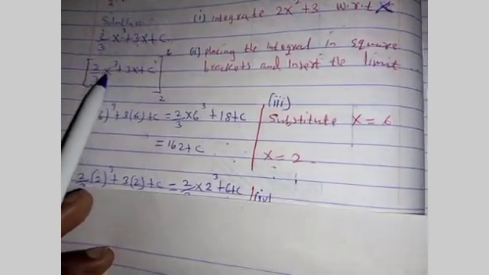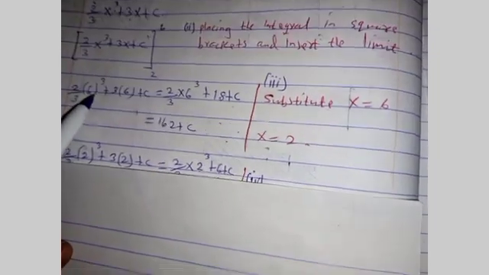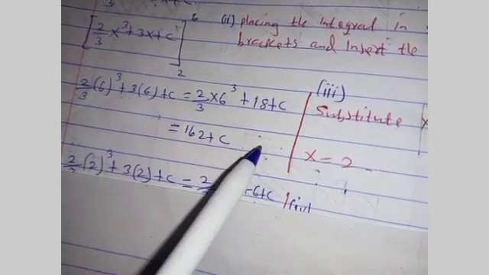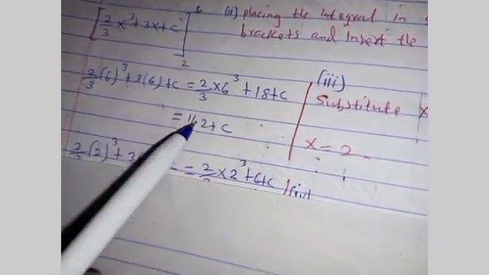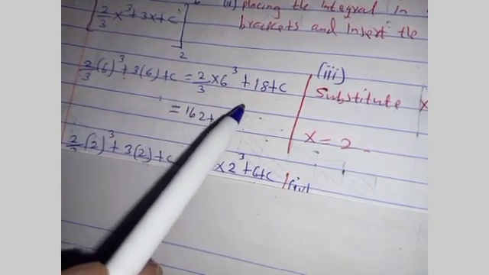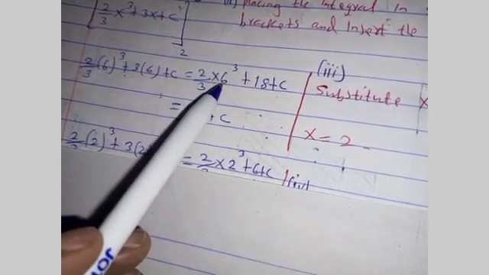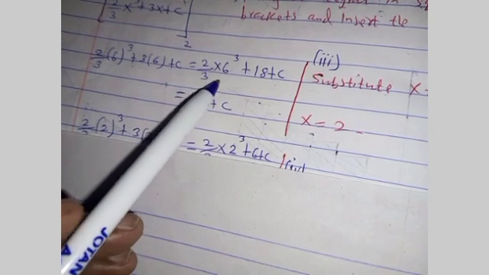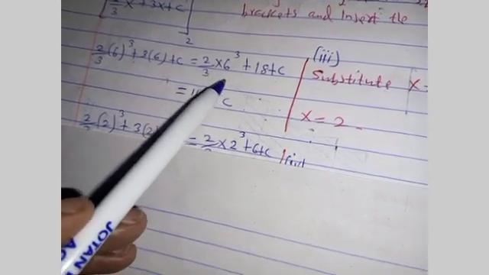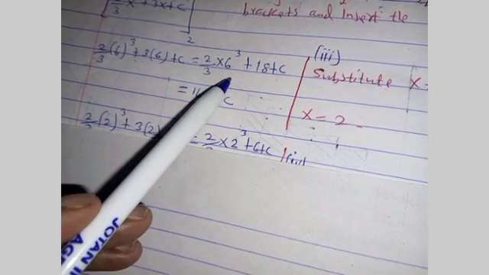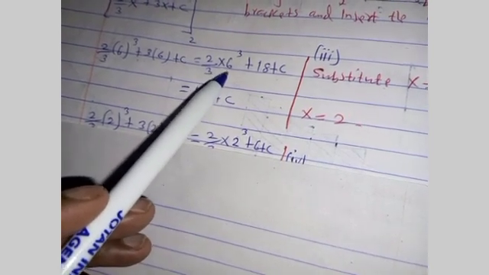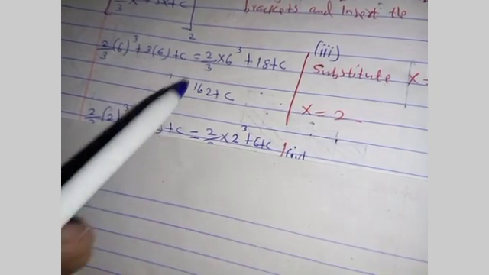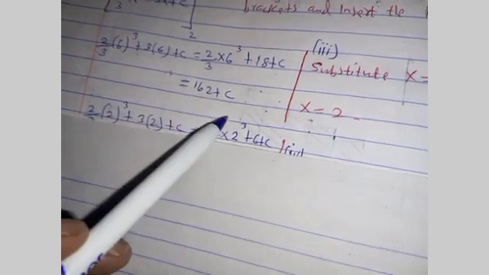So where you have x, you write 6. So you have 2 over 3 times 6 cubed plus 3 times 6 plus c. When you simplify, you are going to get 216 divided by 3 times 2, that is 144, plus 18. You are going to get 162.